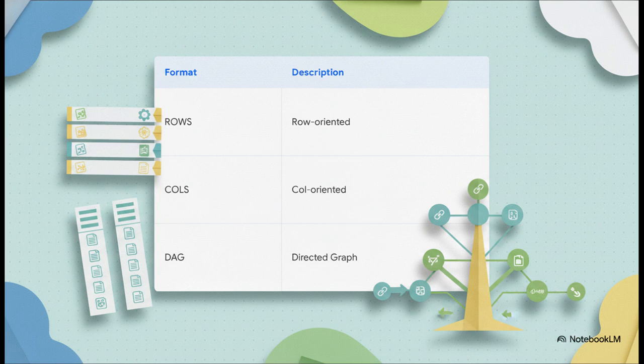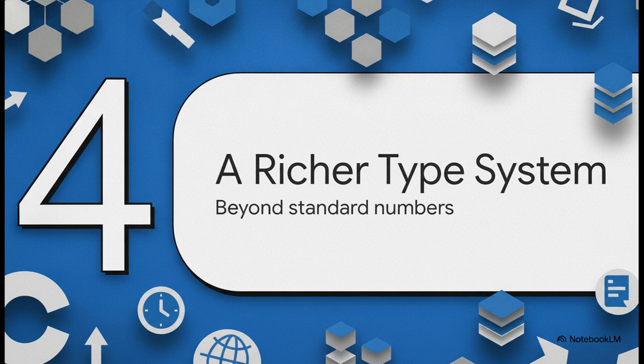If your data isn't just a flat table, but more like a complex web of interconnected pieces, the DAG structure keeps the whole shebang perfectly organized. Next up is Section 4, a richer type system.